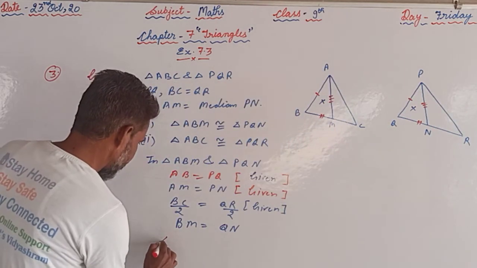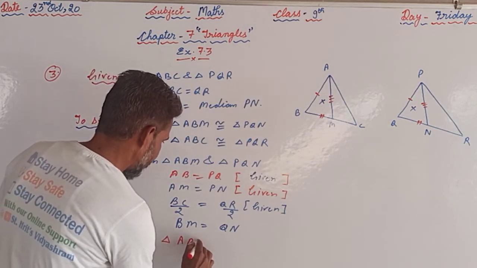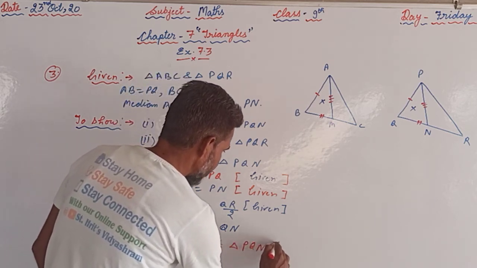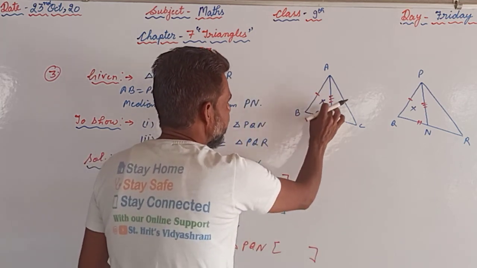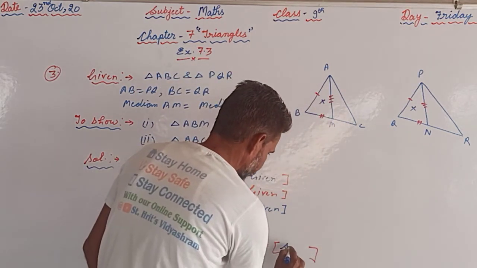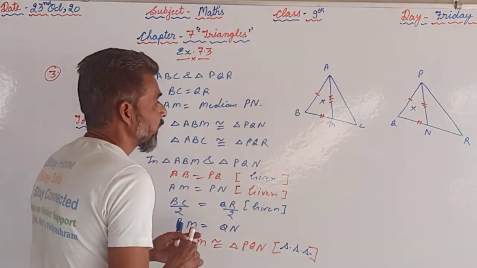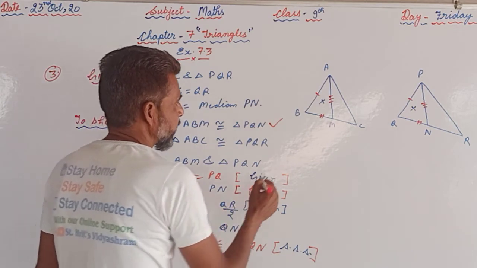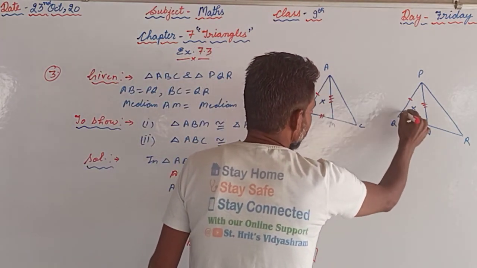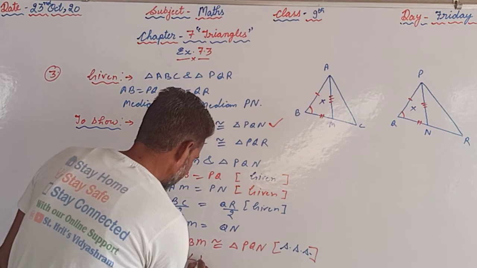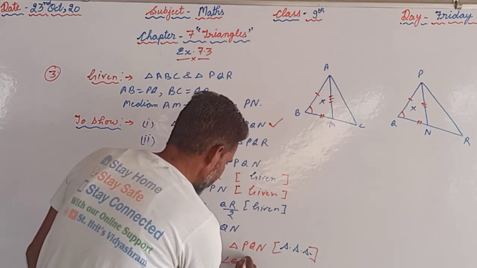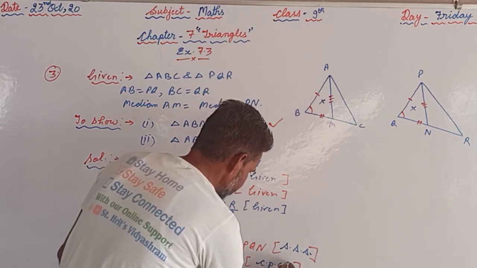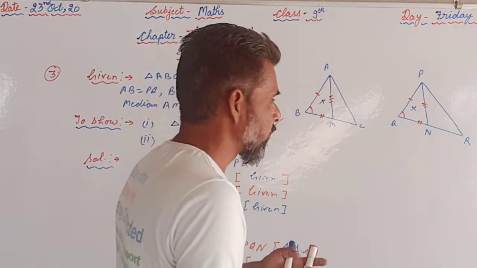Hence we can say triangle ABM is congruent to triangle PQN, and the criterion is side, side, side. If these two triangles are congruent, the first part has been done. From here we can see that angle B is equal to angle Q by CPCT. What is CPCT? That is corresponding parts of congruent triangles.